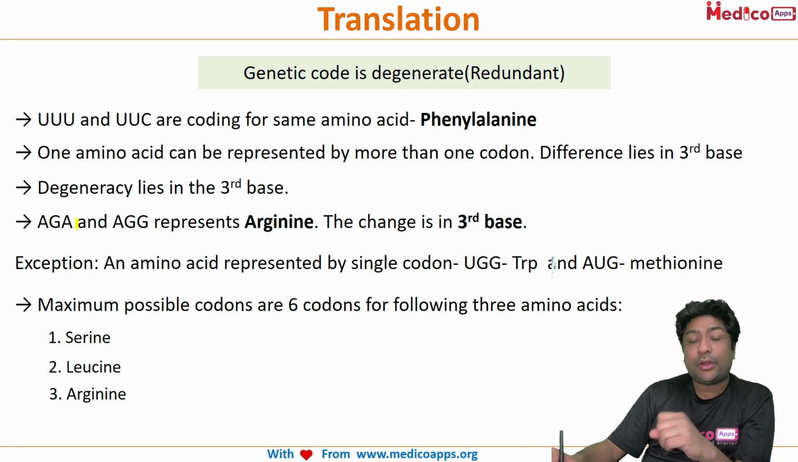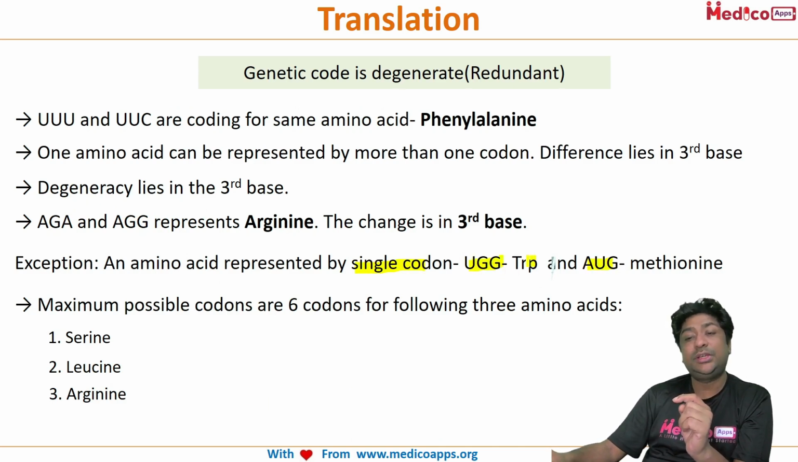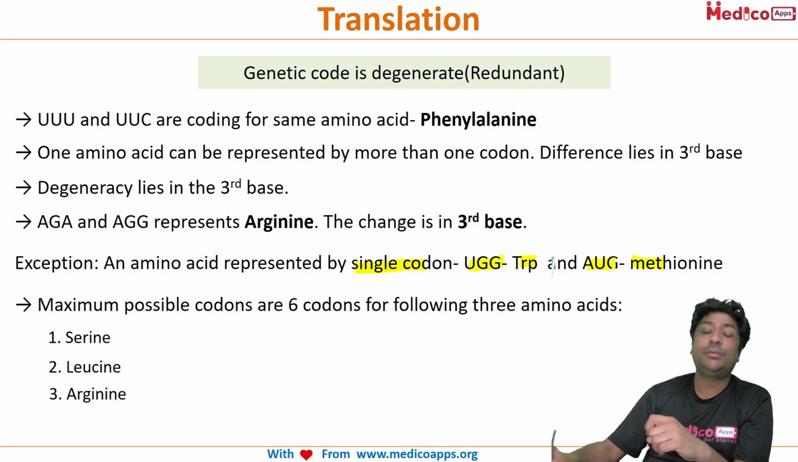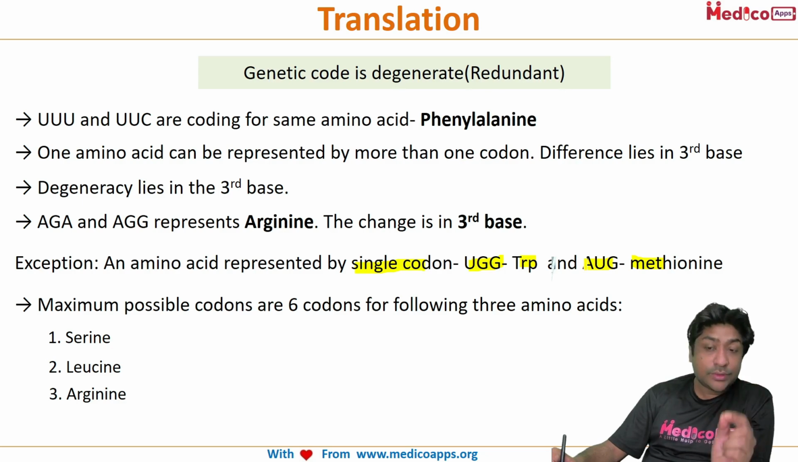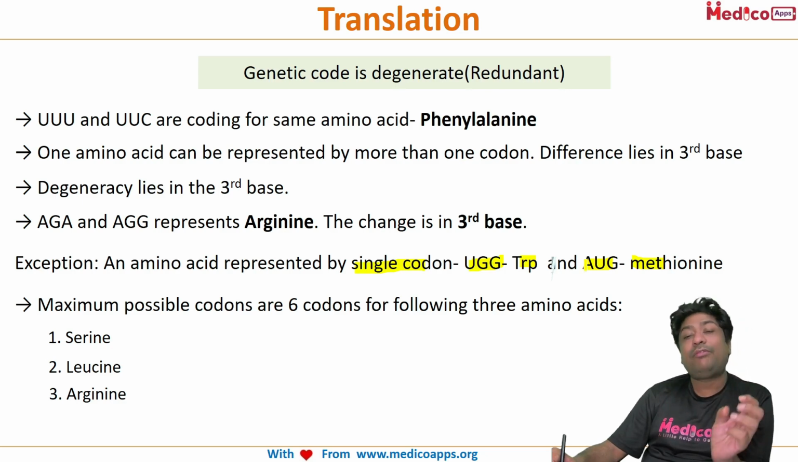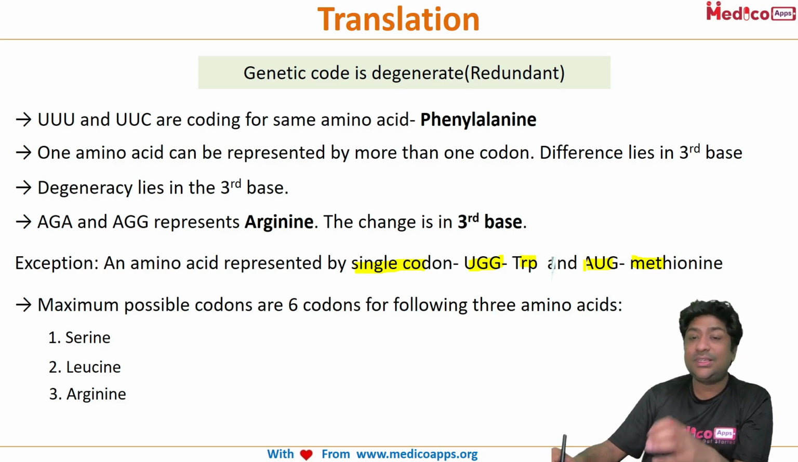There are some very important points about the degeneracy. For example, the amino acids which are represented by a single codon are UGG and AUG. UGG represents tryptophan and AUG represents methionine. These are the only two amino acids which have no redundancy, which means methionine will always be coded by AUG and tryptophan will always be coded by UGG. All the other amino acids have redundancy.